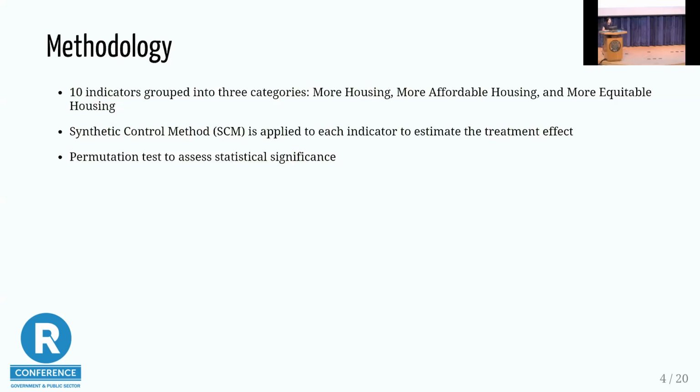For each of those 10 indicators, we estimate the treatment effect of the plan using the synthetic control method, or sometimes I'll refer to it as SEM. The SEM doesn't really, at least with the package that we use to implement this, give us a way to assess statistical significance. And so we went one step further and developed, or adopted, a permutation test to assess statistical significance. So just a way to calculate p-values so that you can say whether or not that treatment effect is significant or not.